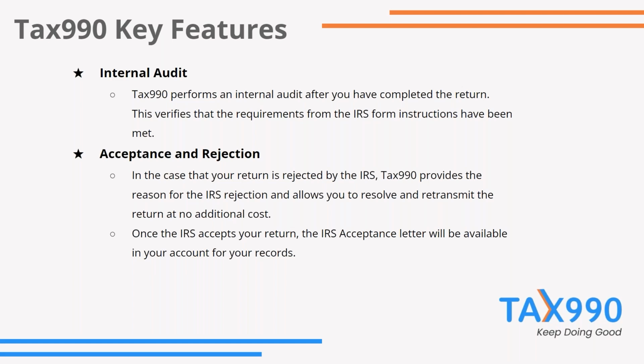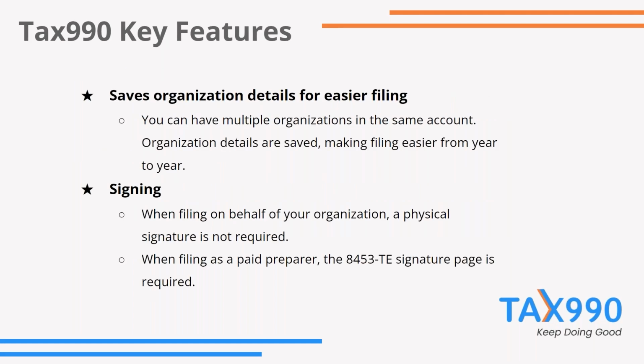It's important to know if your return is accepted, so once the IRS provides a status update, you'll receive an email with an acceptance notice. The IRS acceptance letter will be available in your account for your records. Whether you assist in the filing process for multiple organizations or you're only filing for one organization, you can manage all your details from the same Tax 990 account. Your organization information saves in the account, so when it comes time to file each year, you can select what organization you're filing for, and the name, EIN, address, and principal officer information will auto-generate.